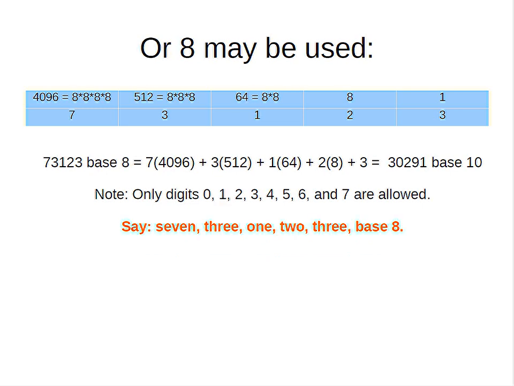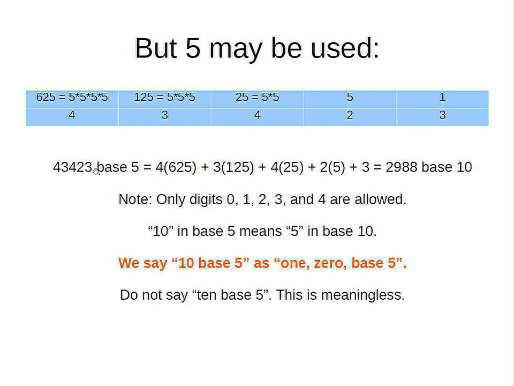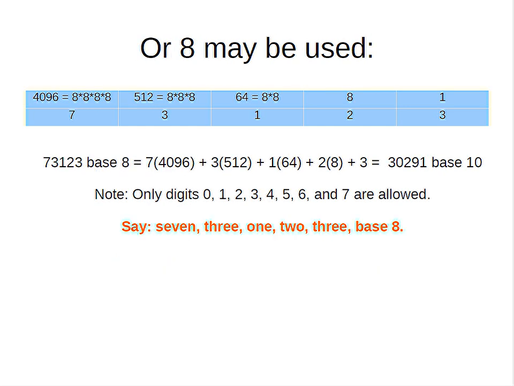Here's what it looks like in base 8. You have the headers 1, 8, 8 squared, 8 cubed, 8 to the 4th. Let's try the number 73123. Notice we only use digits up to, but not including, the base. So you can use digits up to 7 in base 8, and we use digits up to 9 in base 10. We dump the digits into the template, and then we say 73123 base 8 is 7 times 8 to the 4th plus 3 times 8 cubed, and so on. So we would say 73123 base 8.